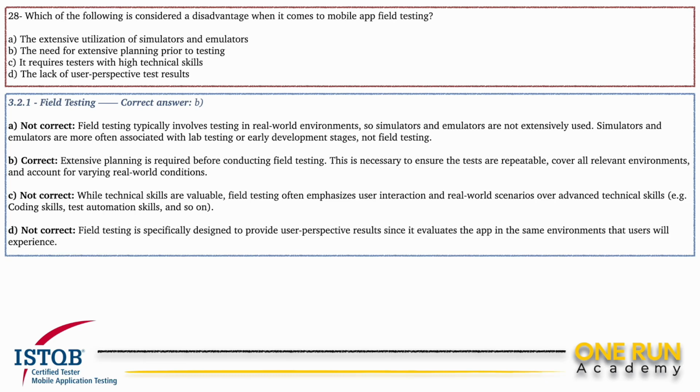Lastly, option D is immediately recognized as incorrect. This is because one of the strengths of field testing is that it is designed to replicate the actual user experience, and the entire purpose of field testing is to ensure the app performs well under conditions that users will actually encounter. So again, option B is considered a disadvantage because planning for field testing involves significant effort to account for all possible real-world conditions and variables, which makes the process more resource-intensive and complex than other forms of testing.